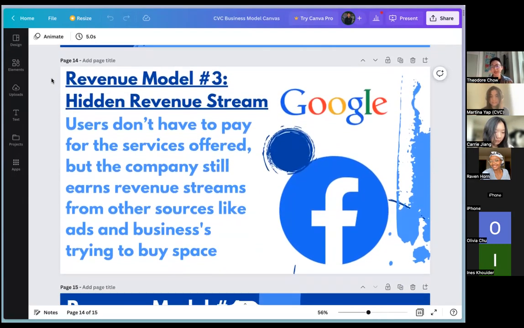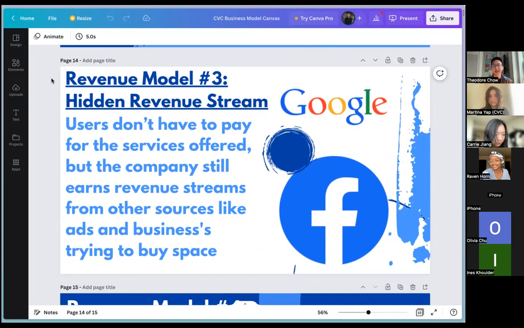So the next one's very interesting. It's hidden revenue streams. These are more used in social media sources like Google and Facebook, where users don't actually have to pay for the services offered. So kind of like the freemium model. But at the end of the day, the company still earns revenue because they're able to use other sources like ads, as well as businesses buying ad space within those websites. So in this model, usually the services are pretty extensive and they're free, which is a really good thing from the consumer perspective.